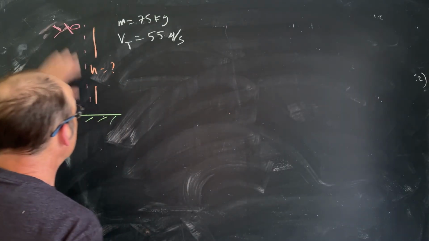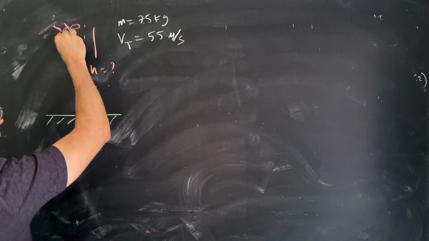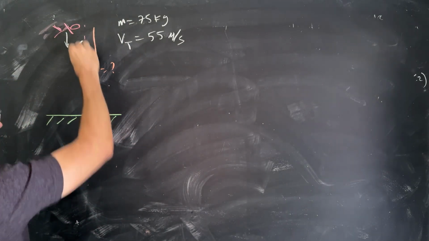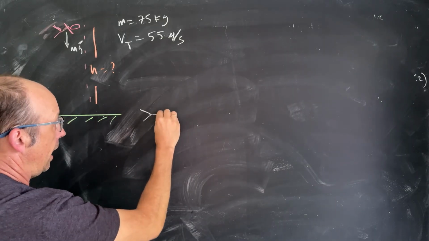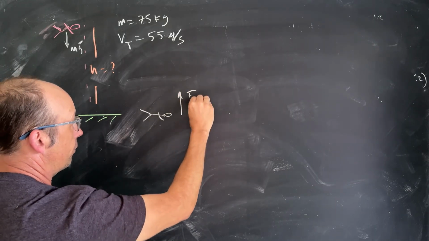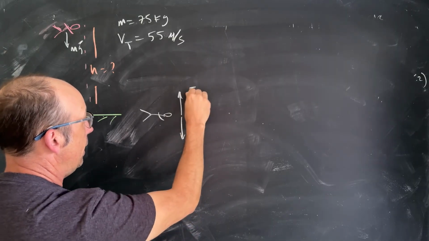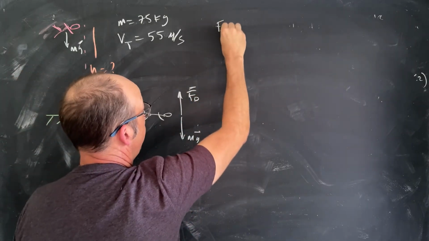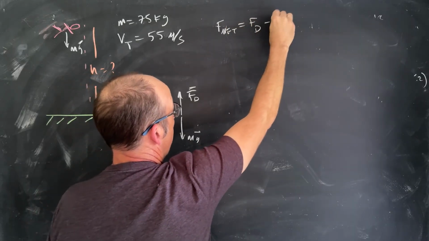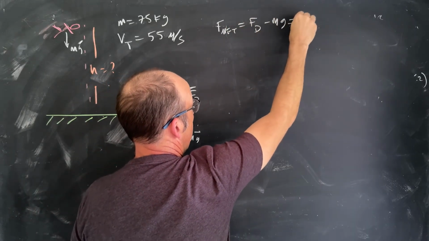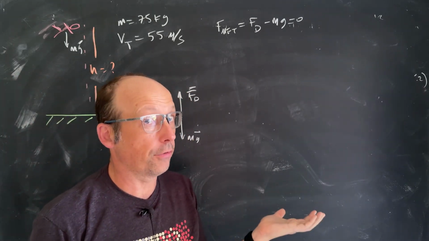As that person falls, right when they start off, they have just the gravitational force acting on them. Then down here at the bottom, right before they hit the ground, they have a drag force and a gravitational force. In the y direction, F net would be equal to the drag force minus the gravitational force, and that would be equal to 0. Terminal velocity is when those two forces are the same and they no longer speed up.